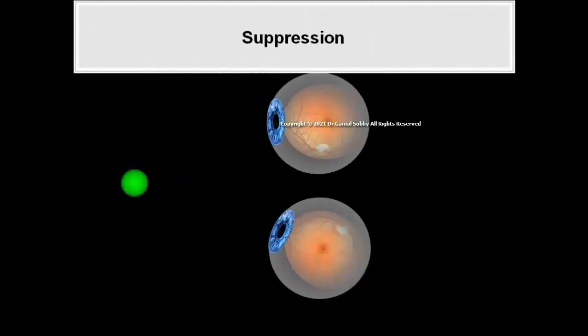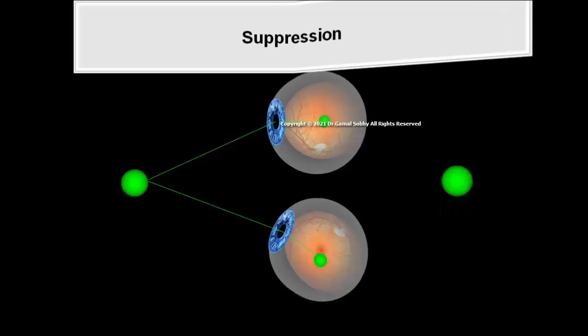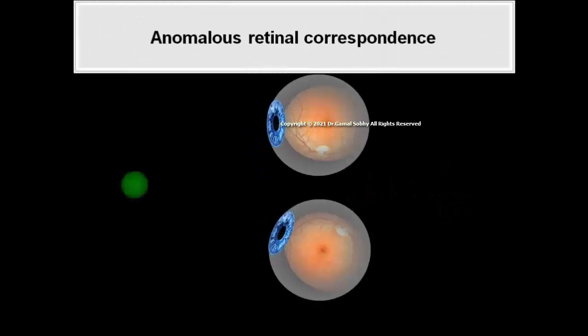Mechanisms to avoid diplopia and confusion are suppression and anomalous retinal correspondence. Suppression is defined as the inhibition of the confusing image originating from the retina of the deviated eye. Anomalous retinal correspondence is binocular sensory fusion of the fovea of the fixating eye and the non-foveal retinal area of the deviated eye to permit a single binocular vision.